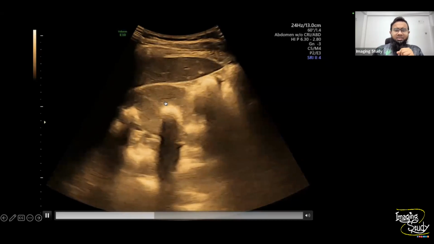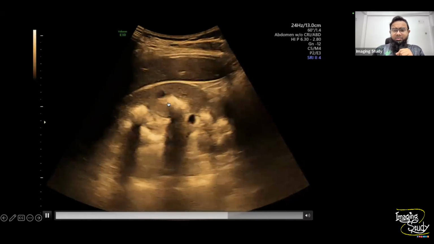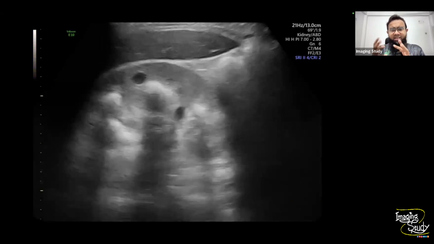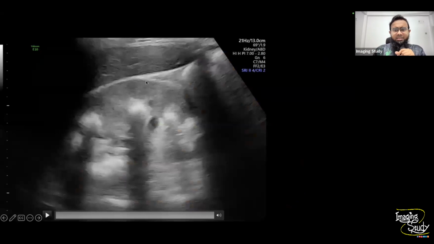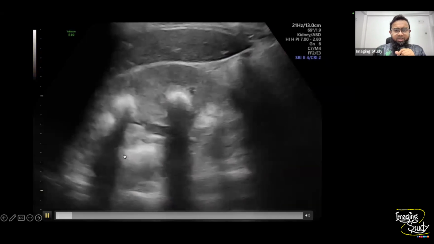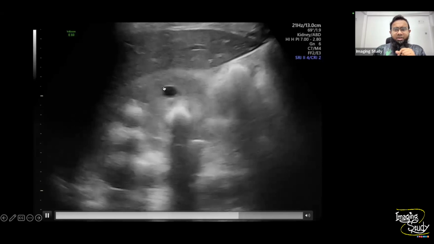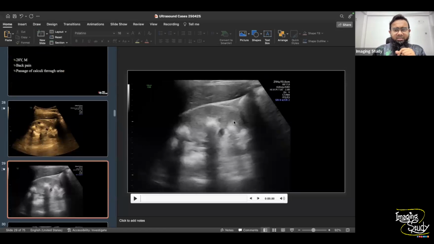You can see some cystic areas here. These cystic areas are the cortical cysts, which are associated here. Now, if I change the presets, you can see the echogenicity of the kidney is more, or the cortex is, let me just adjust a little.